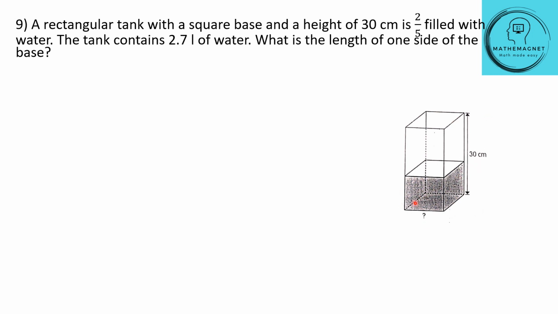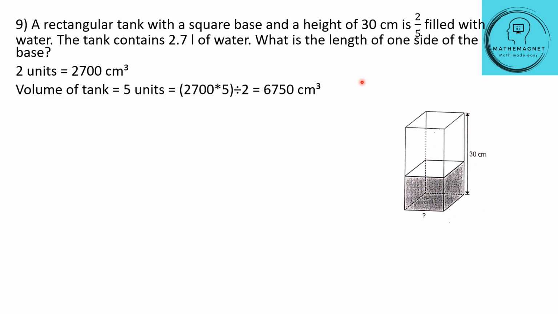Now they are saying the base area is a square, so which means all the edges measure the same at the base. Now we know 2/5 of the tank means 2 units out of 5 units is equal to 2.7 liters, which is also equal to 2700 ml or 2700 centimeter cube. So we know 2 units is 2700 centimeter cube. So the volume of the entire tank will be equal to 5 units, which is equal to 2700 into 5 divided by 2, which is 6750 centimeter cube.